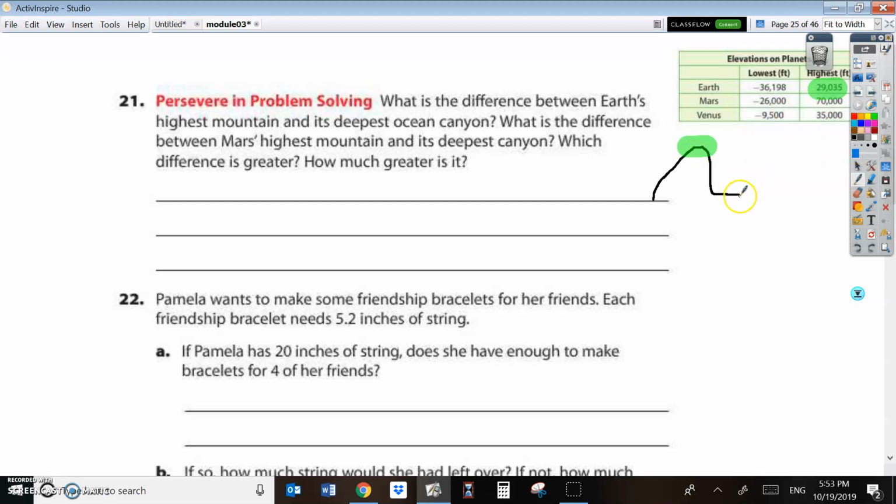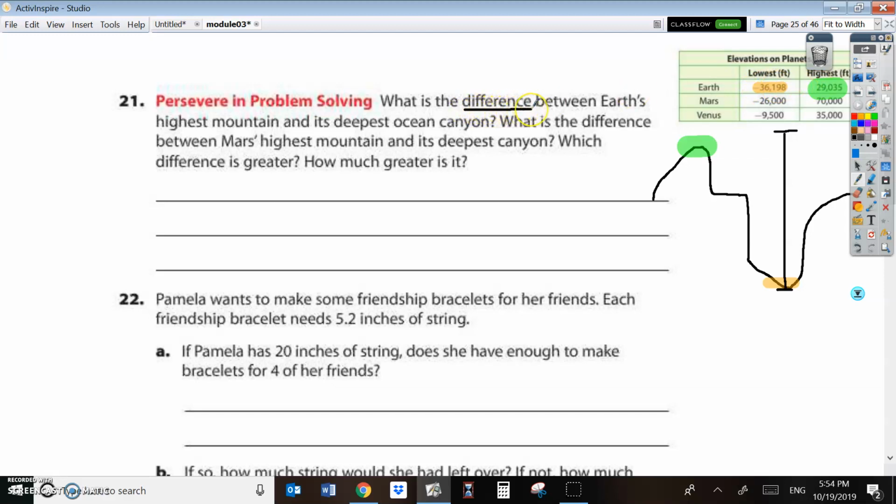Now we'll do the deepest canyon. Okay, there it is, deepest canyon, and we'll say that that one is 36,198. So we need the distance from here clear down to here. So we know that that includes the 29,000 and the 36,000. So think about the word difference right there.